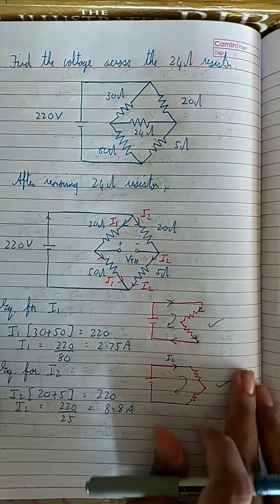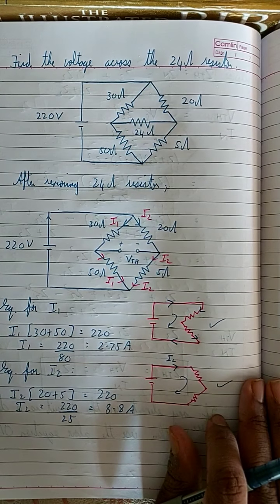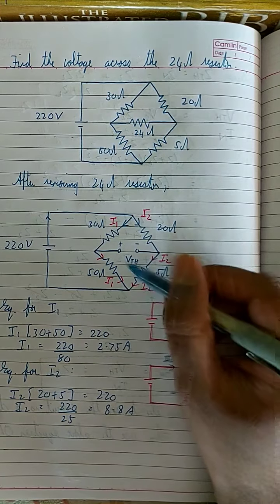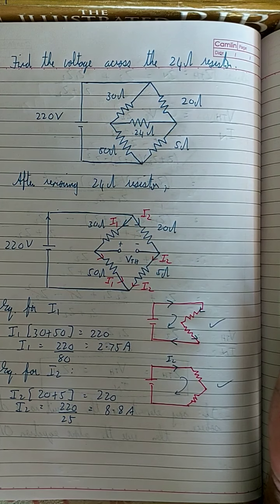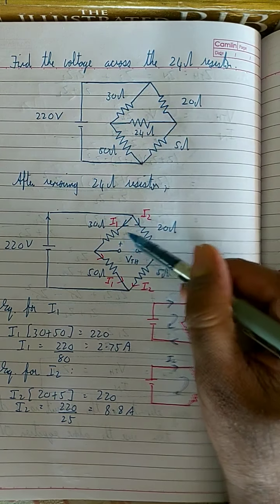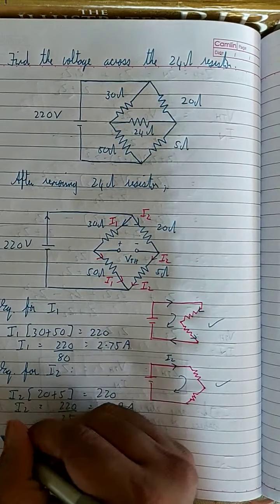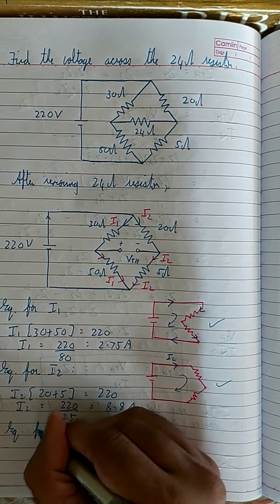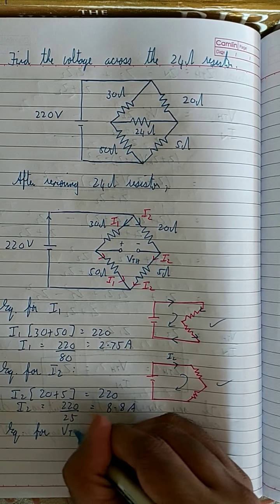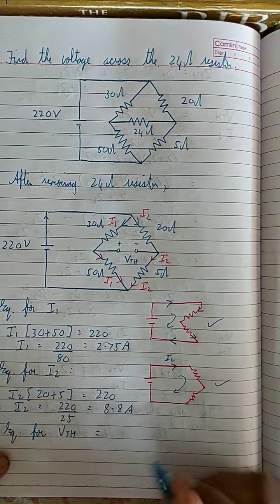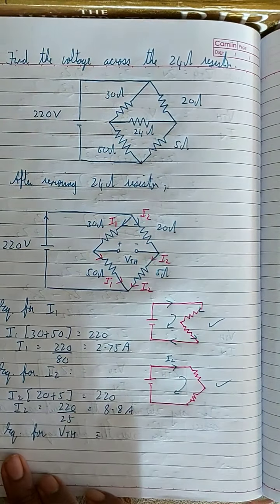Now I can find the value of VTH, right? So how do you want to find the VTH? You can find the value of VTH using this open mesh, or you can find the value of VTH using this open mesh. Whichever mesh you want, you can take. I will take this mesh. I will find the VTH using this mesh. That is the equation for VTH. What is the equation for VTH?